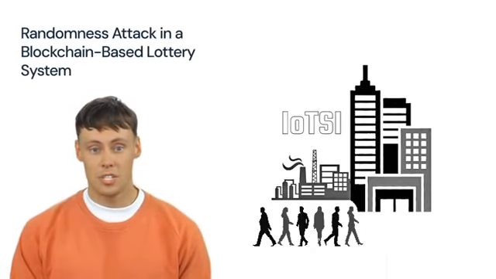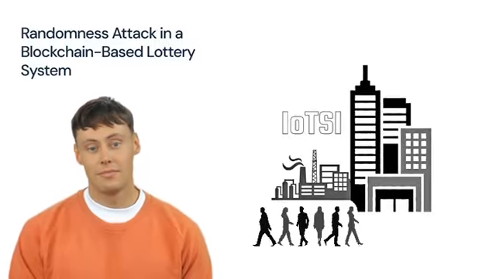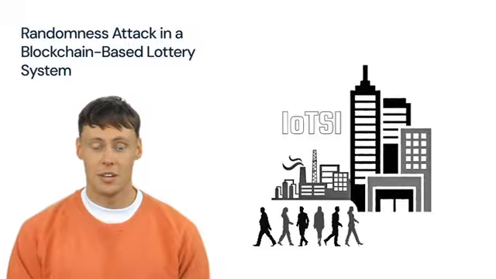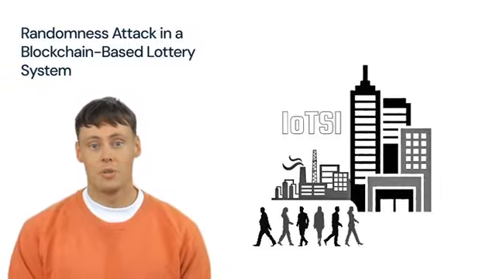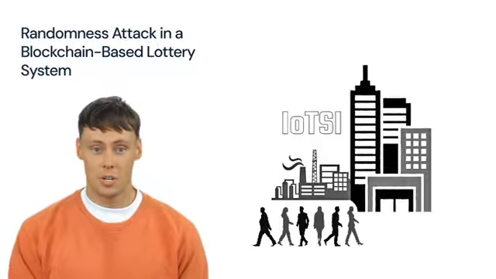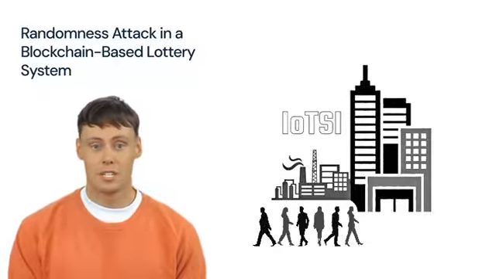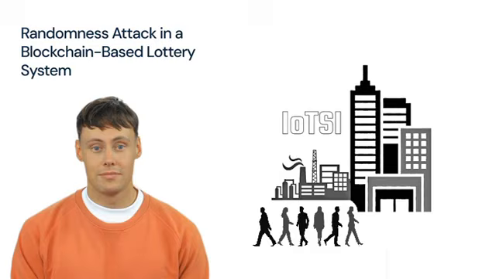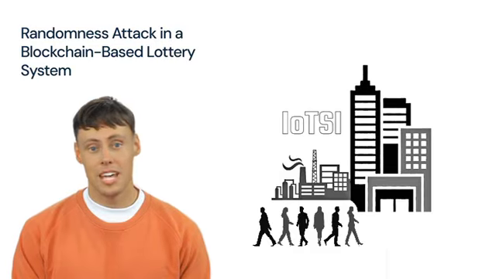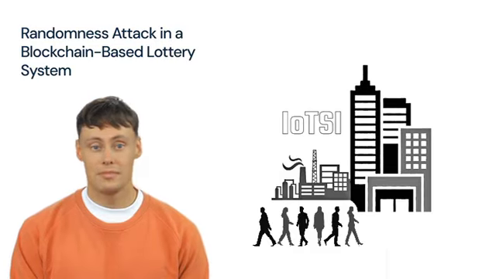Randomness attack in a blockchain-based lottery system. The attack scenario. Firstly, it is necessary to understand how a lottery system operates. A blockchain-based lottery system typically relies on generating random numbers to ensure fairness in selecting winners. However, if the randomness generation mechanism is flawed, an attacker can exploit it to predict or influence the outcome. The following are the steps an attacker takes to breach the lottery system.